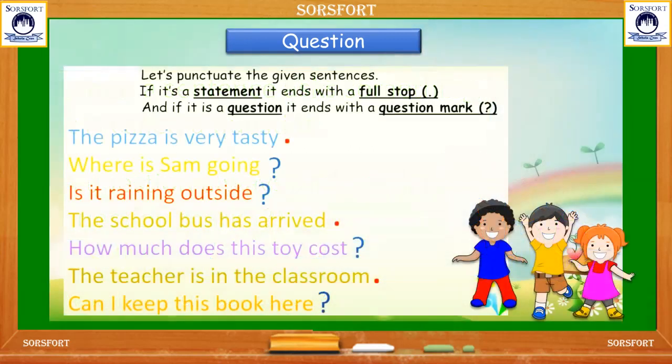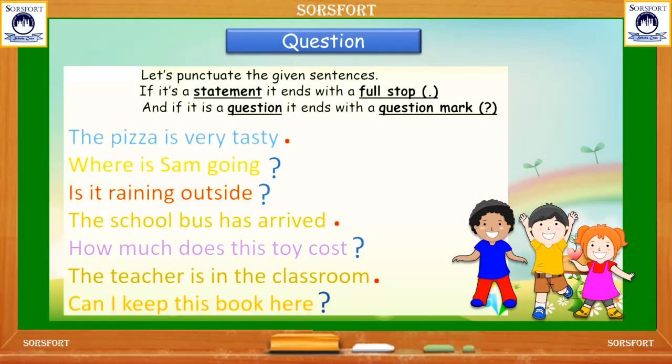So now let's punctuate the given sentences. If it's a statement, it ends with a full stop, and if it is a question, it ends with a question mark. So, the pizza is very tasty. We have put a full stop here because it's a statement. Where is Sam going? So it's a question. That's why we have ended with the question mark.